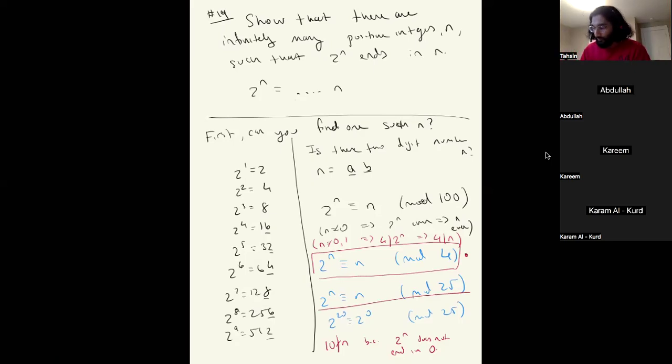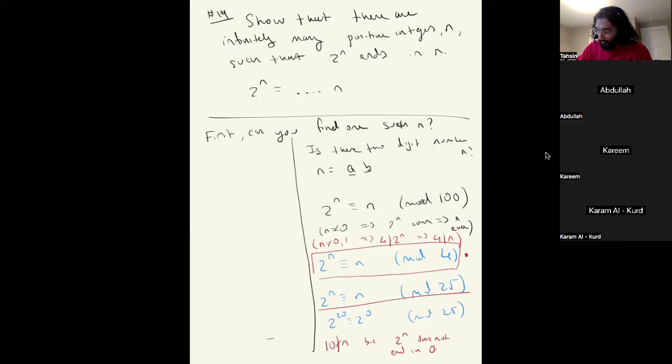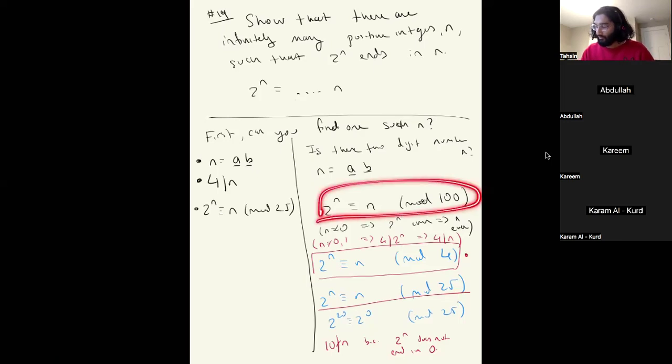Okay, let me reorganize all the information. We can write it all here. What property does n need to have? n is a 2-digit number, and we need 4 divides n. And now we just need 2 to the n is congruent to n mod 25. So we dropped one of the conditions. We started with this condition and it split into these 2 conditions, and now we're dropping the first one because it comes for free if 4 divides n.